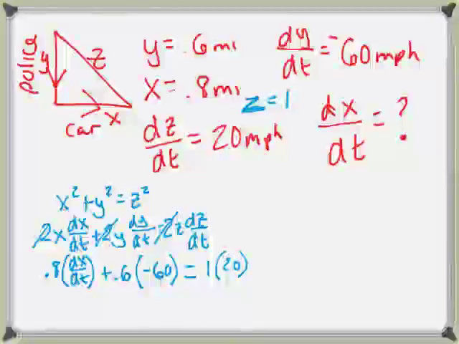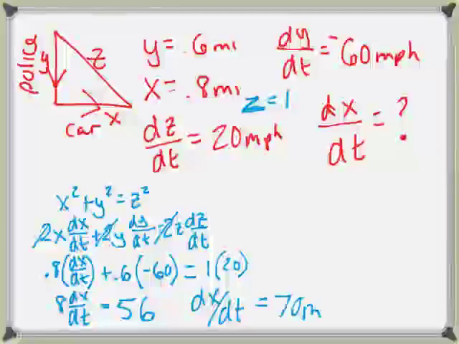So then 0.8 dx/dt is equal to 20 plus 0.6 times 60. Oh, plus the 20. And then divide by 0.8, and our car is going 70 miles per hour.